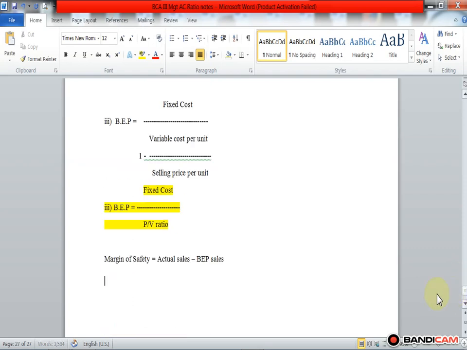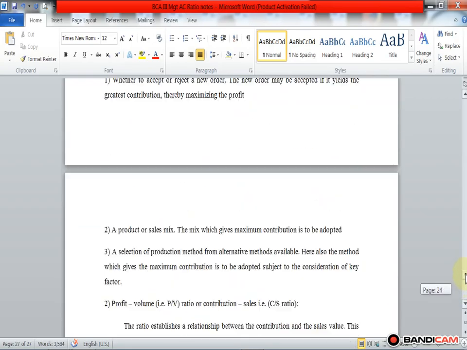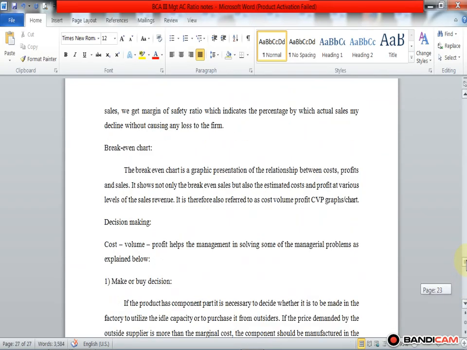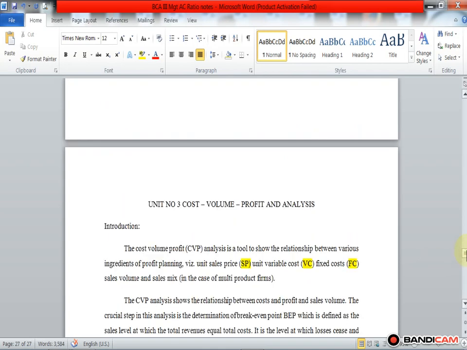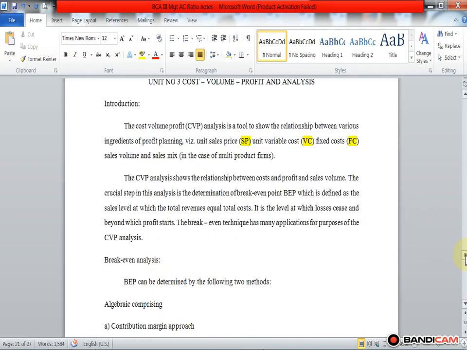So in today's lecture we studied all the theoretical part and formulas related to unit number three, that is cost, volume, profit analysis. In our next lecture we will start practical problems on unit number three. Only 2 or 3 problems will be solved here. Then we will start our fourth unit, that is budget and budgetary control.